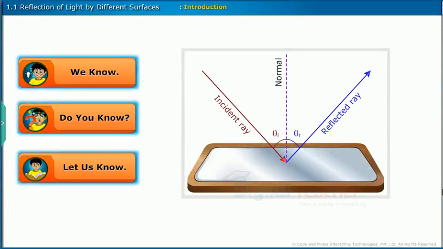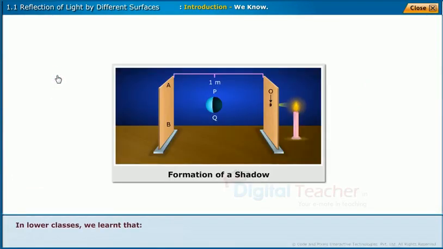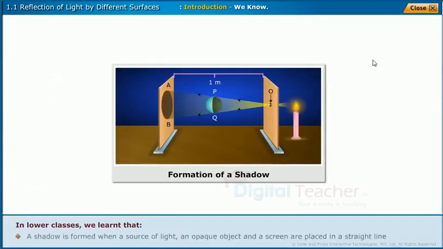Introduction. Before entering into the chapter, follow the instructions shown on the screen. Click each tab to learn more. In lower classes, we learned that a shadow is formed when a source of light, an opaque object, and a screen are placed in a straight line.